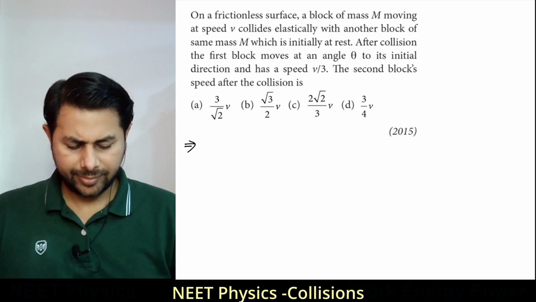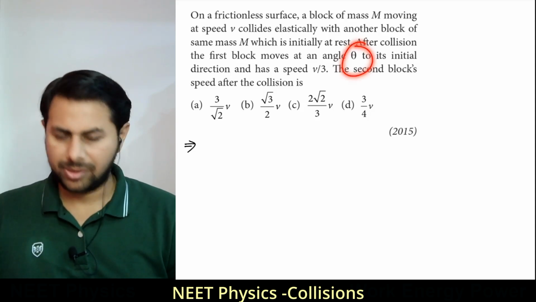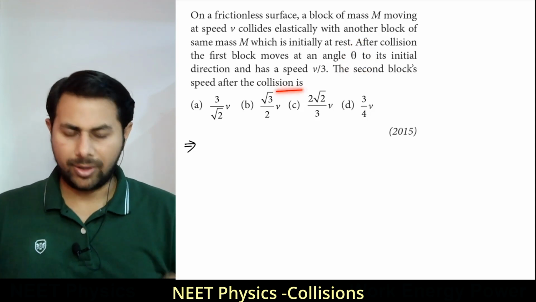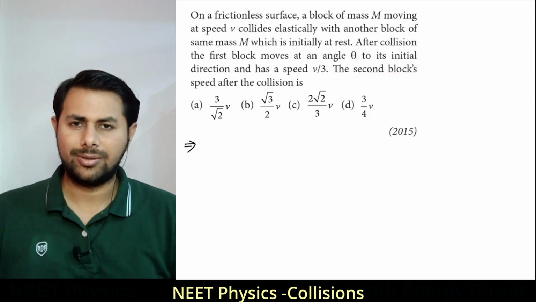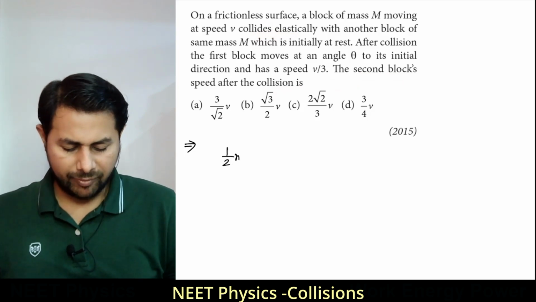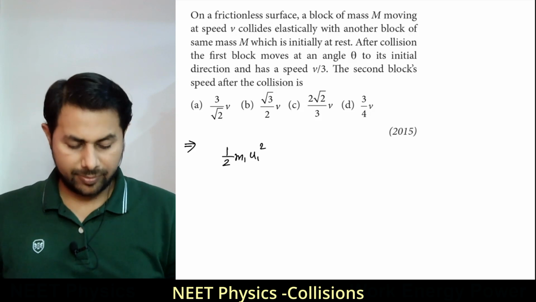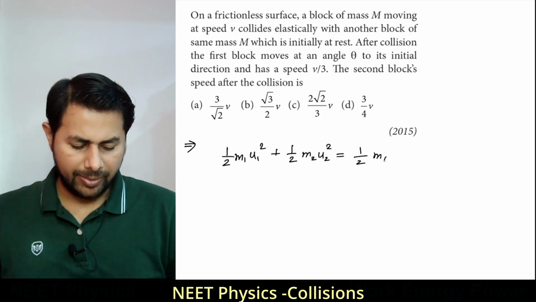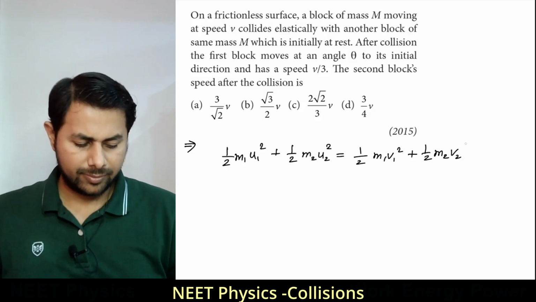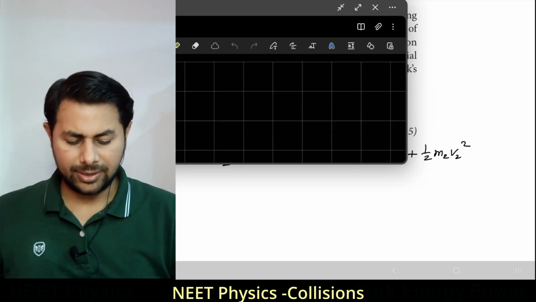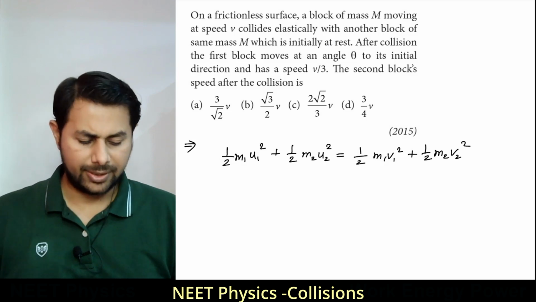So this is simple. See, this seems to be a two-dimensional collision. Okay, but what is asked is not the velocity. We just want the speed of the second block. Okay, so we have initial kinetic energy of the first block. So we can say half m1 u1 square plus half m2 u2 square is equal to half m1 v1 square plus half m2 v2 square. Why? Because this is an elastic collision, and we know in case of an elastic collision kinetic energy is conserved, right? Kinetic energy is conserved.